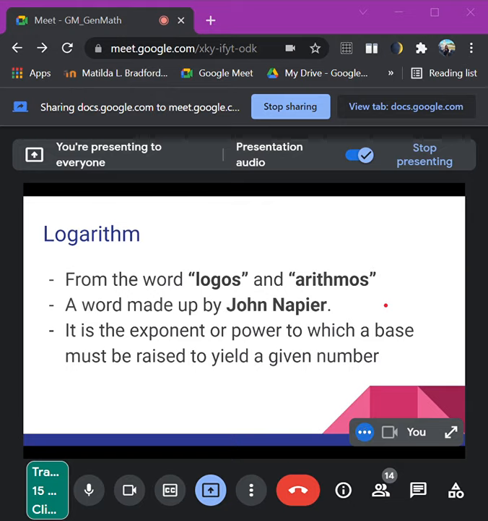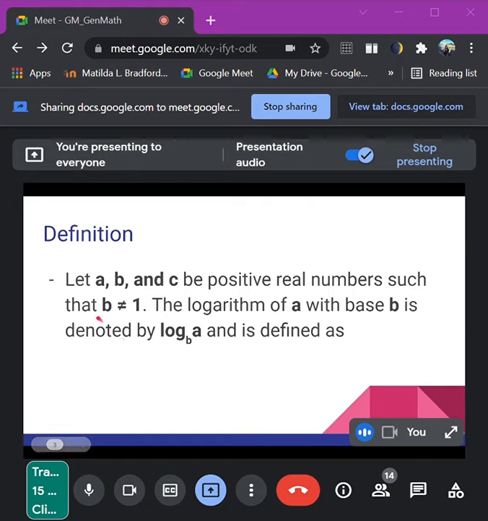For the logarithmic function, let A, B, and C be positive real numbers such that B should not be equal to 1. The logarithm of A with base B is denoted by log base B of A and is defined as this: C is equal to log base B of A if and only if A is equal to B raised to the power of C.